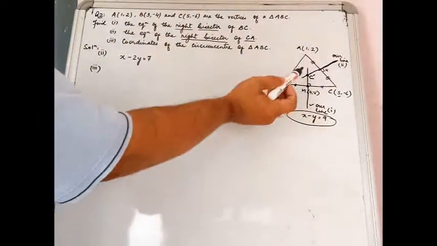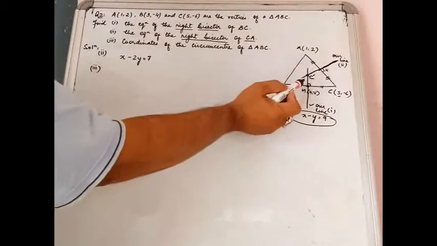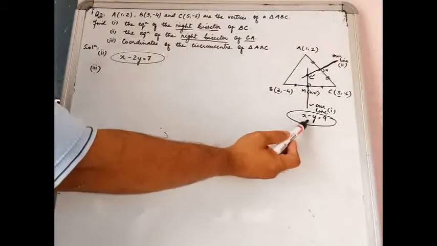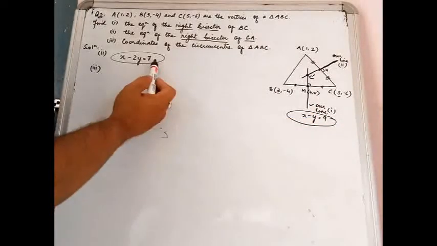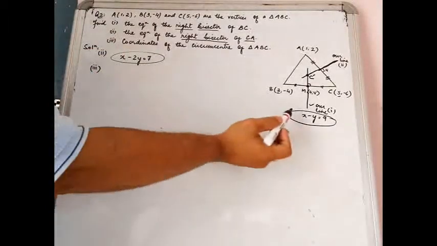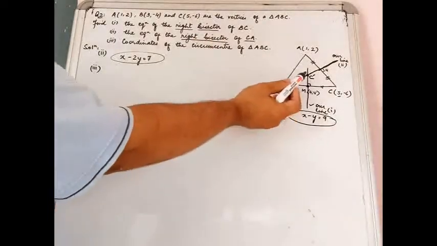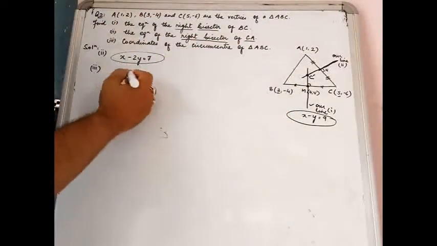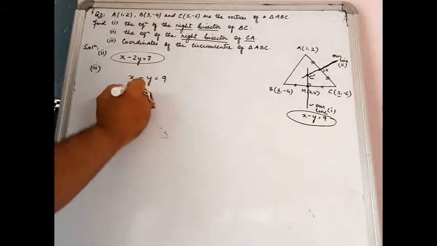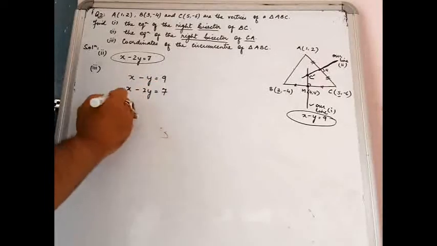Obviously, for getting the coordinates of this point, we can solve the equations of these two perpendicular bisectors, which we have found over here. This was for the first case, which we calculated. This is for the second case, which I hope you will calculate. I have taken this directly. So these two lines have to be solved simultaneously to get the circumcenter. Let us go ahead. We have x minus y is equal to 9 as the first equation, and x minus 2y is equal to 7 as the second equation. We will solve them simultaneously.